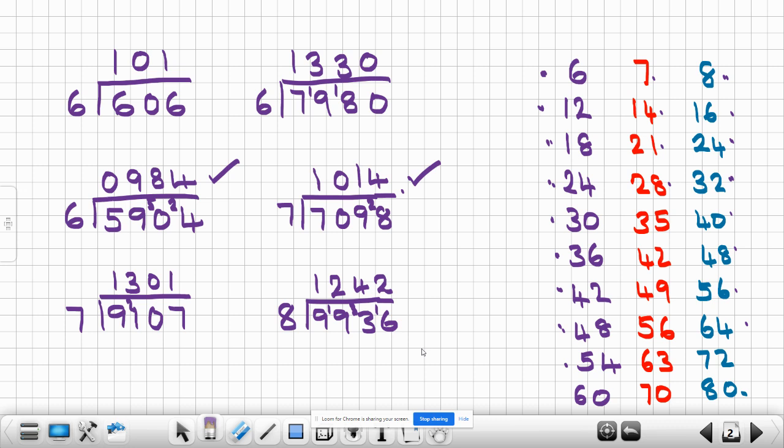Right, hopefully you're starting to get a bit more confident with these. I'm going to end the video there, and what we're going to do in the next video is look at what happens when it doesn't go in exactly at the end and we have to get into decimals. Okay, that's the end of this video.